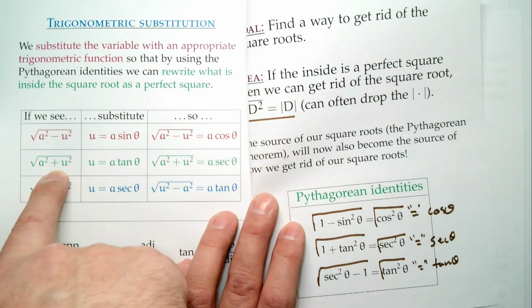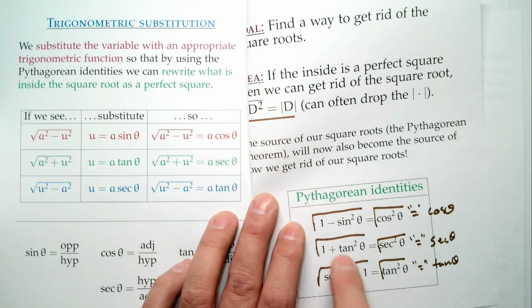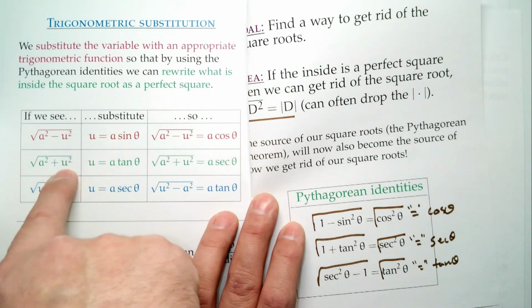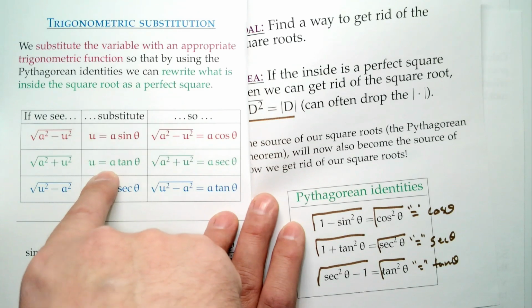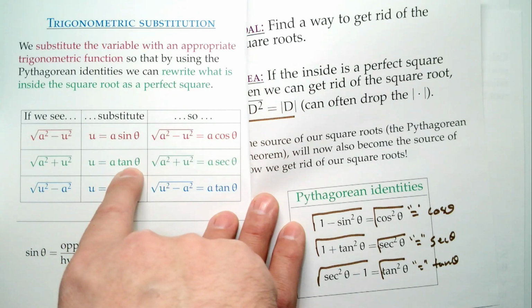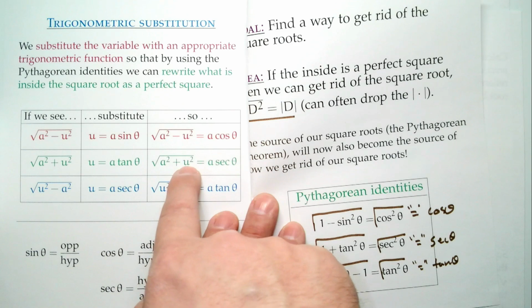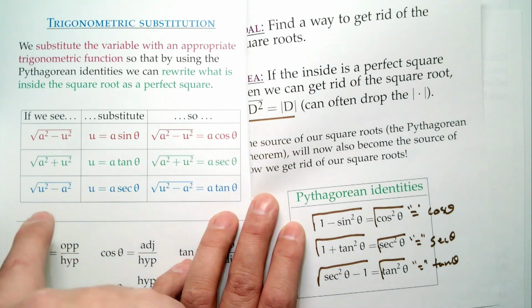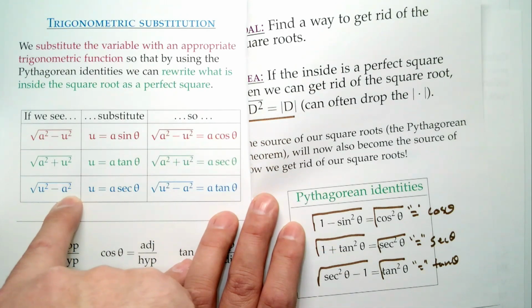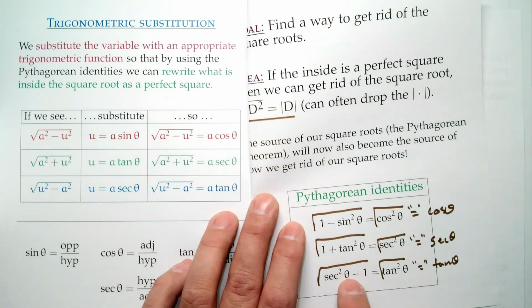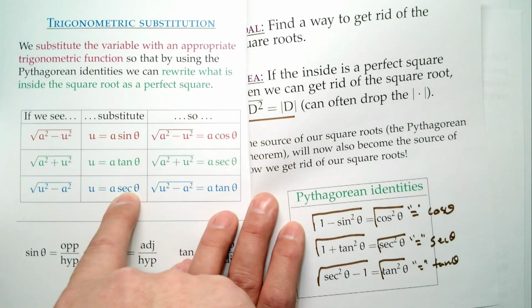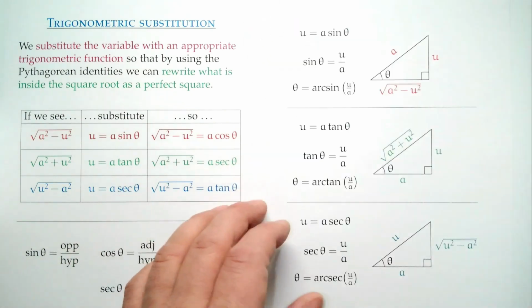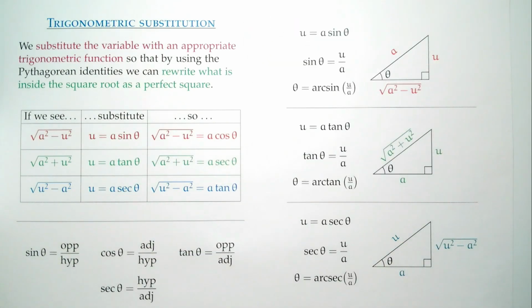Square root of a squared plus u squared, well, that looks like the 1 plus tangent squared. So we say, well, I really want this to be like a tangent. So substitute for tangent. U equals a tangent theta. Then the square root of a squared plus u squared equals a secant theta. And finally, u squared minus a squared. Well, I want to use my last one. That's secant squared minus 1. So I substitute secant. And if I do that, I get that the square root of u squared minus a squared is a tangent theta.